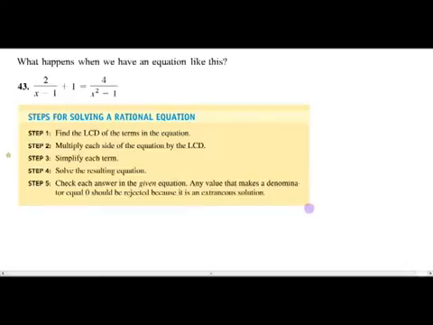So what happens when we have an equation like this? This is not a simple proportion where one fraction equals another fraction. Then we'll have to go back to the principle of multiplying both sides by the LCD. Here are the steps outlined. First, find the LCD of the terms in the equation. Then multiply each side of the equation by the LCD. Simplify each term, and then solve the resulting equation. Check each answer in the given equation. Any value that makes the denominator equal 0 should be rejected because it is an extraneous solution.